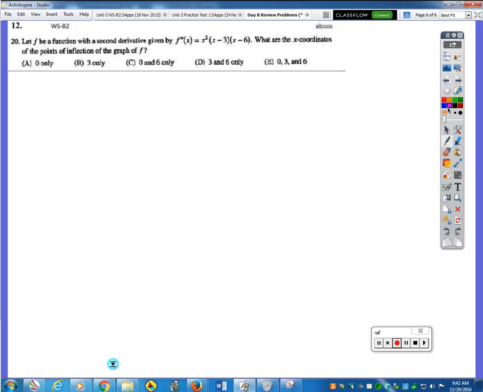They want me to figure out where F has a point of inflection. So Danica's chart's a great start. Helps if you draw Danica's chart correctly.